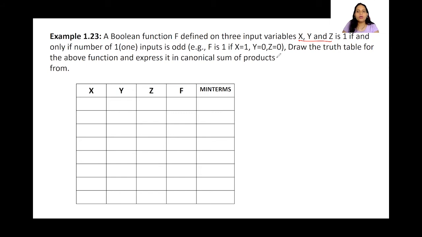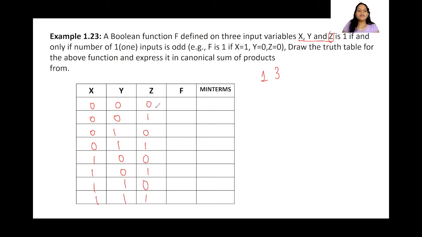Okay, let's do it. So z is 1 only when the number of 1 inputs is odd. So it can be 1 or it can be 3. If any one input is 1 or all the 3 inputs are 1, then z is going to be 1. First, let's write the values of x, y, z: 0 0 0, 0 0 1, 0 1 0, 0 1 1, 1 0 0, 1 0 1, 1 1 0, 1 1 1.